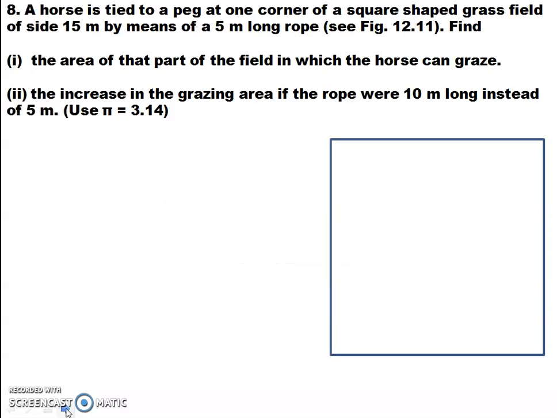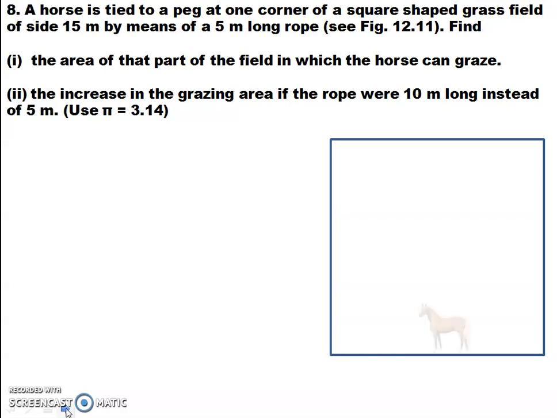A horse is tied to a peg at one corner of a square-shaped grass field of side 15 meter by means of a 5 meter long rope. Find the area of that part of the field in which the horse can graze. The increase in the grazing area if the rope were 10 meter long instead of 5 meter.